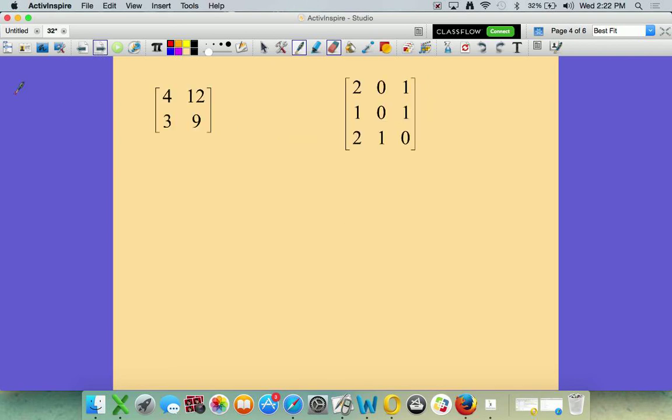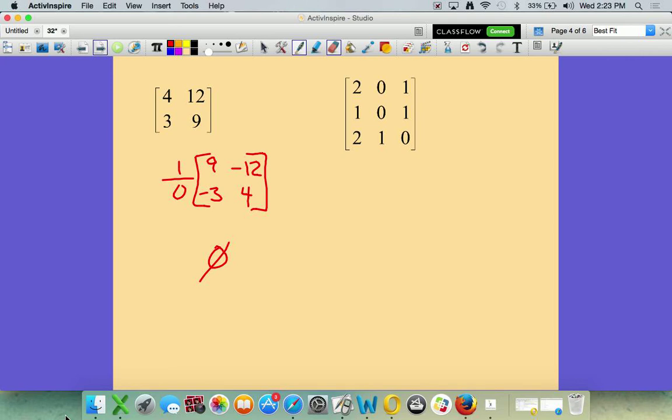Alright, so let's try a couple more of these. 4, 12, 3, 9. First of all, the matrix. We gotta switch these two spots, so 9, 4. Switch the signs, negative 3, negative 12. And then we do the determinant. 1 over the determinant, 36 minus 36 is 0. Can you run that through there? And the answer is no. So there is no inverse for this one. So it is possible for a matrix not to have an inverse.